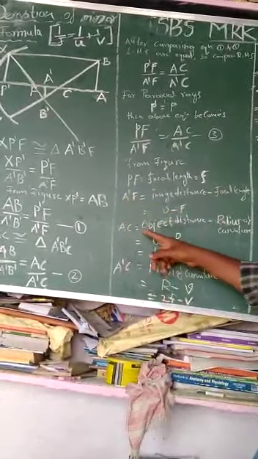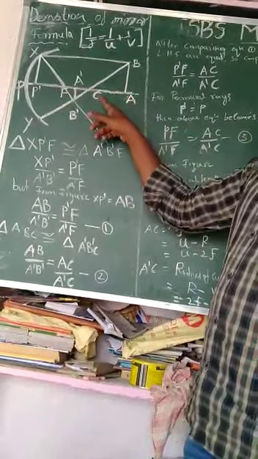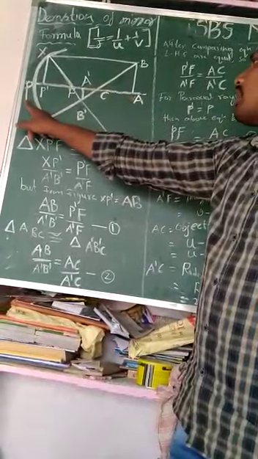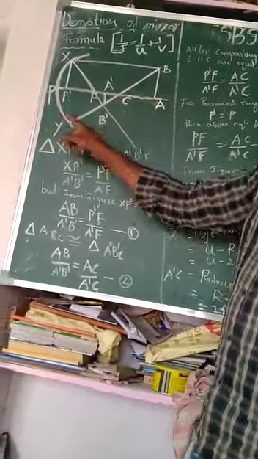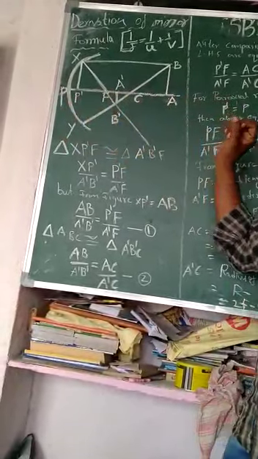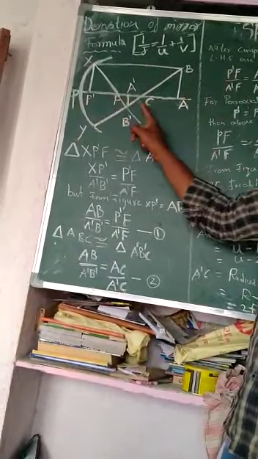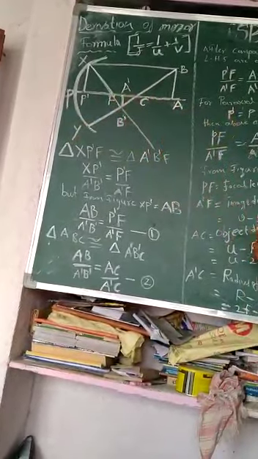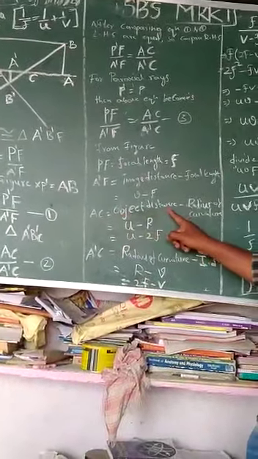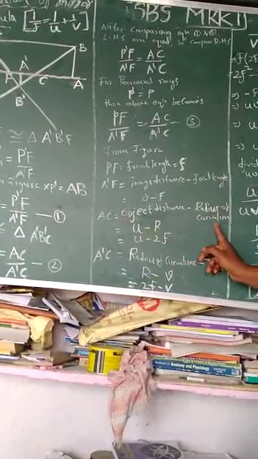Next, AC. We cannot get the AC value directly, but we get it by subtracting the distance between P to A, the object distance, and P to C, the center of curvature, the distance between pole and center of curvature. So when the radius of curvature, pole to center of curvature, is subtracted from the object distance, pole to A, we get the distance between A to C. So AC equals object distance minus radius of curvature. Object distance is indicated with u, radius of curvature indicated with R.